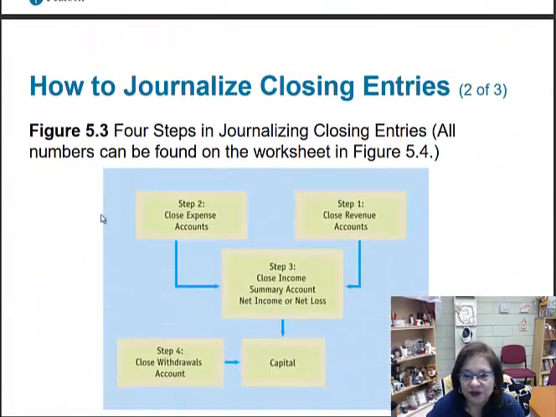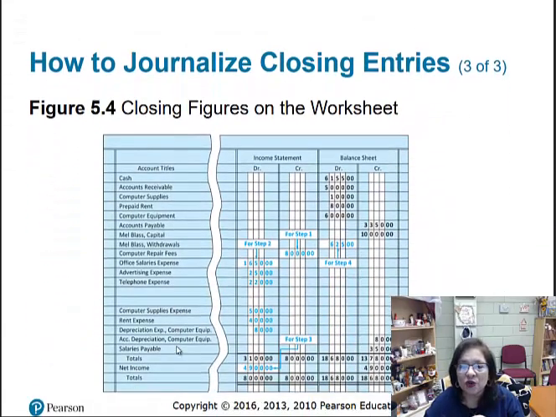Okay. So for step one, close the revenue accounts, meaning that's all the money that came in. Then you close all of the expense accounts, zero balances, okay? Then you bring these balances into the income summary, either net income or net loss. Then you transfer that to capital. And of course, with step four, you also make sure that you close any withdrawals to the account that were made during that month. So this is what we're talking about, okay?